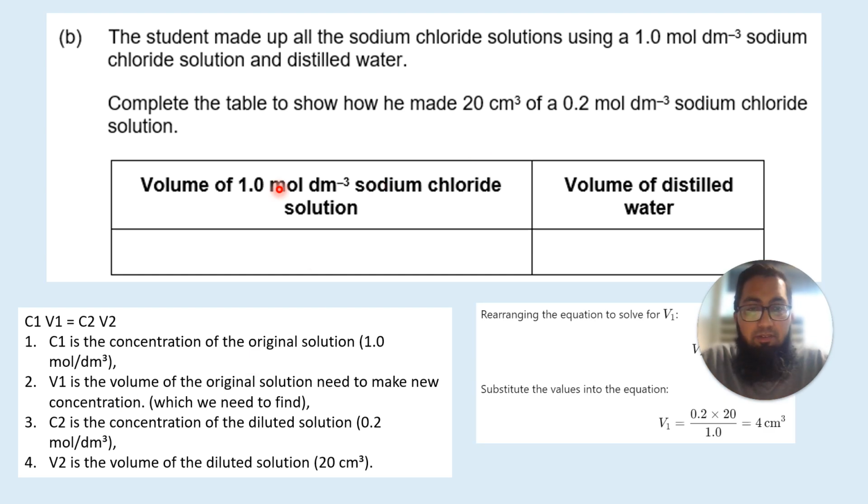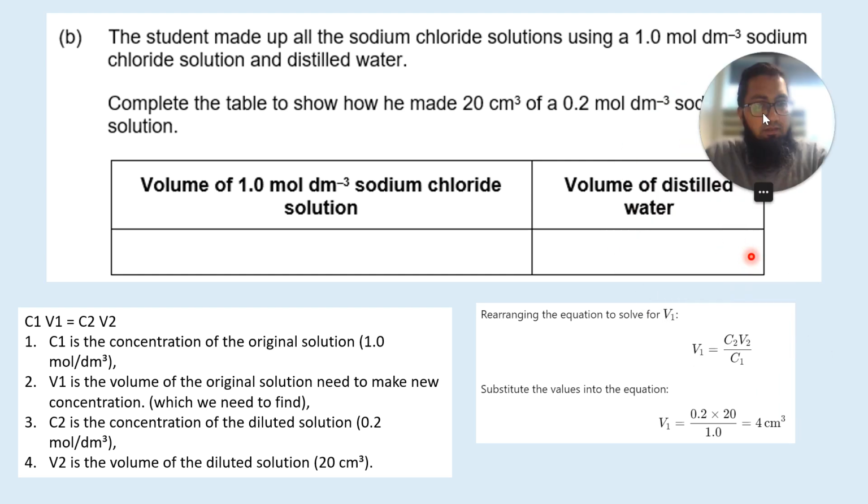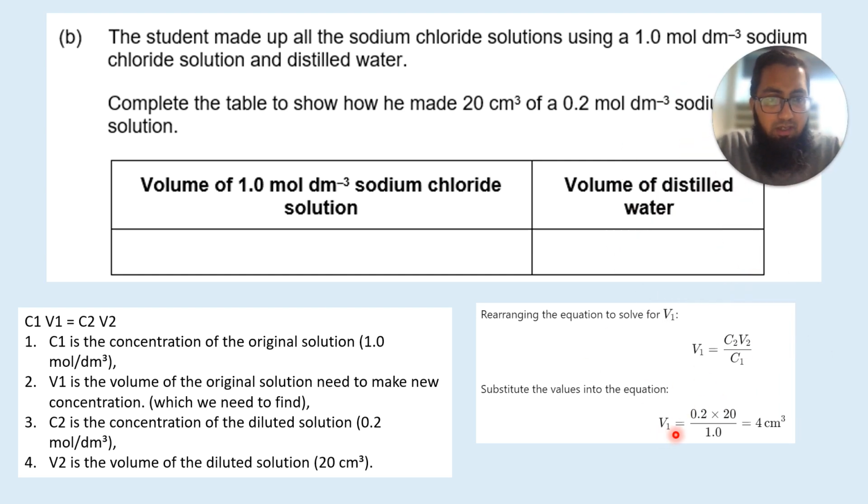All right, so if you start rearranging, you should get this. So if you start rearranging, your V1 is going to be 4 centimeter cube. So 4 centimeter cube was the volume that was added to the water. So the answer here is 4 centimeter cube.